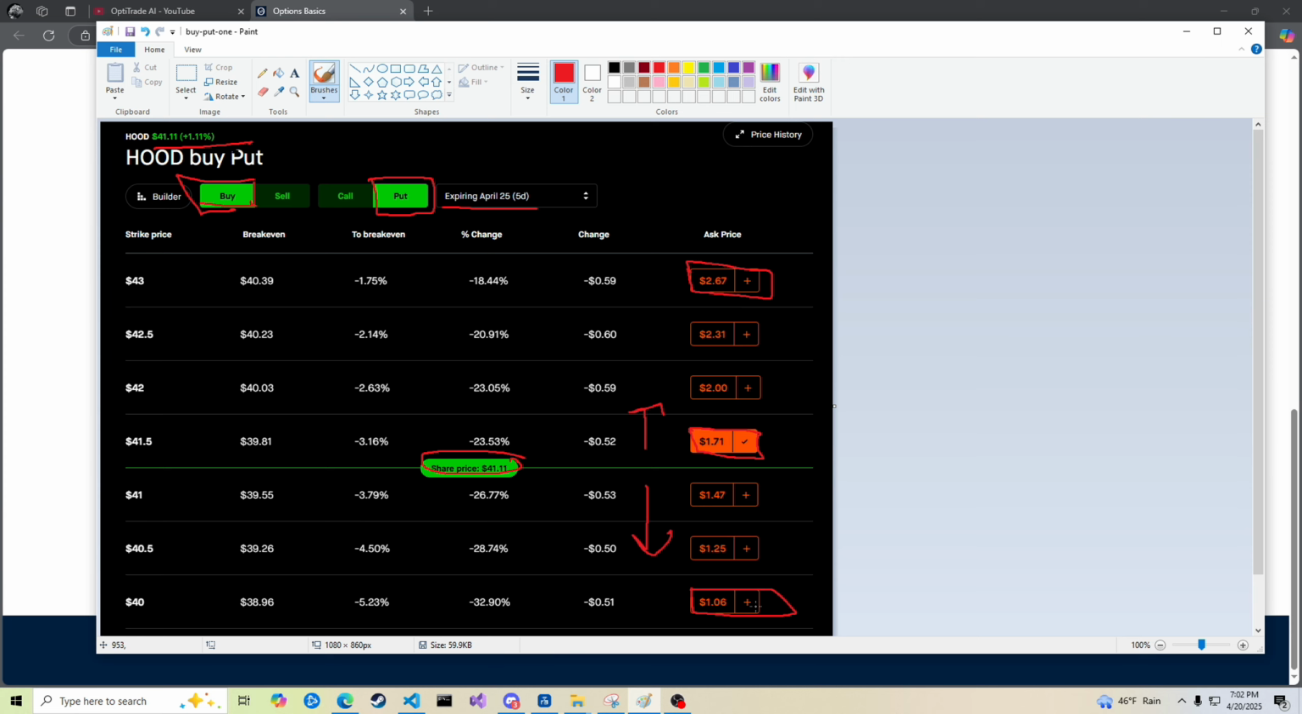And so we could talk about these different prices, but again, it's the same thing. The further out of the money you go, the more you're going to pay because the stock has to drop a higher percentage. If you are in the money, the stock doesn't have to drop as much for you to break even. Okay?